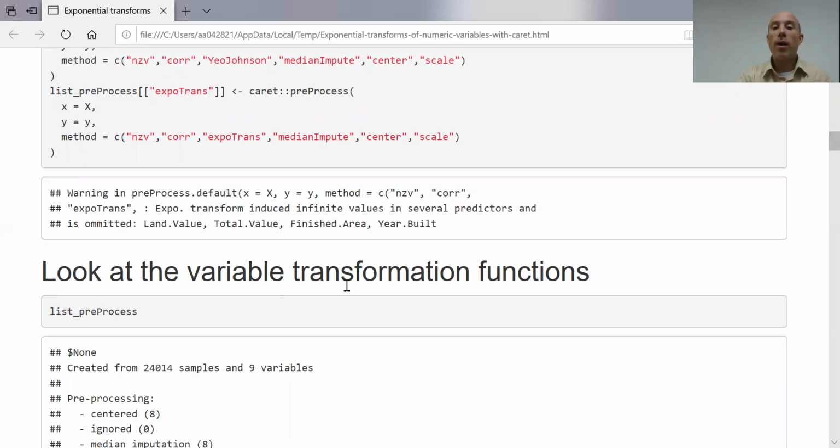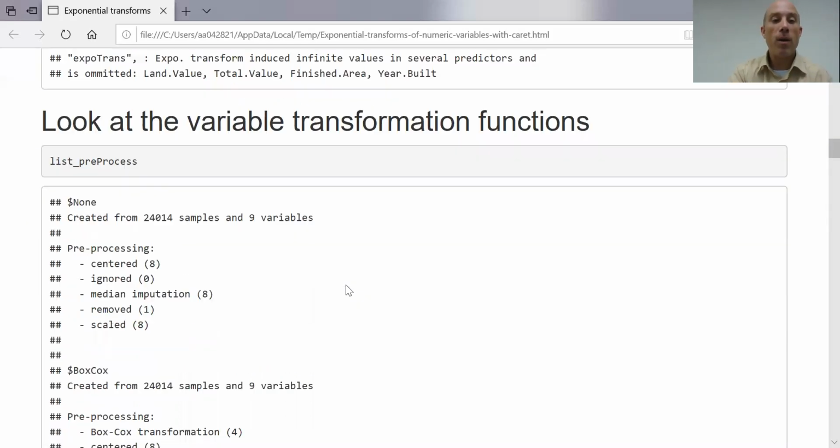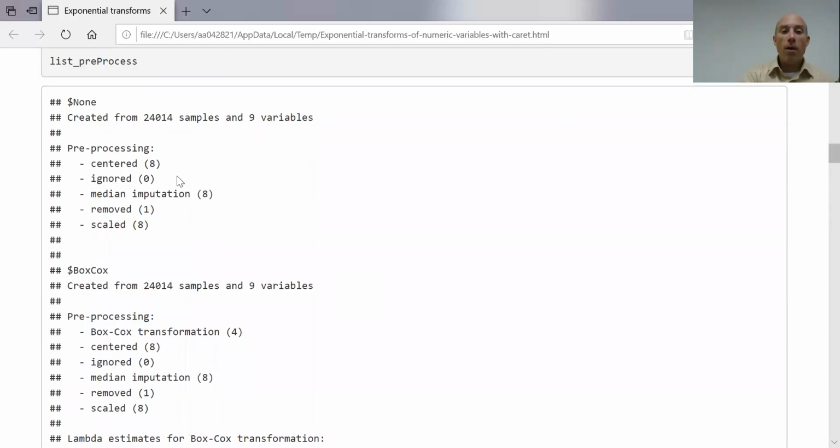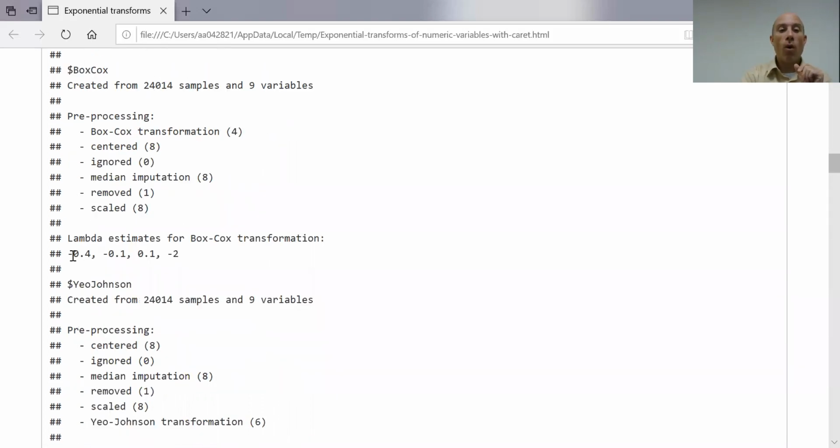All right, so now let's go ahead and look at the transformations that these do for each of them. So I look through, and for none, it's going to center and scale 8 of the variables. It's going to impute 8 of them, and it removes 1. If I look at Box-Cox, well, I have the same thing as I had before, but in addition, there are 4 Box-Cox transformations. And those 4 are going to be going under the Box-Cox transformation with lambdas negative 0.4, negative 0.1, 0.1, and negative 2.